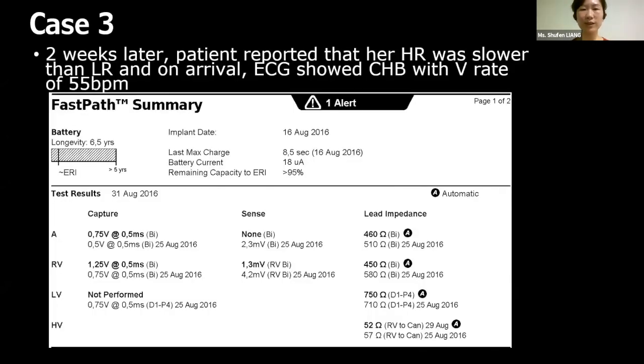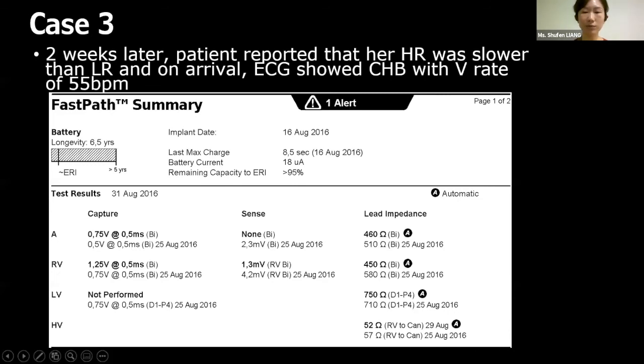Okay, so 2 weeks later, she came and reported that her heart rate was lower than the lower rate that was set for her. So sometimes I do tell the patient what the lower rate that's set for them is, so that at least they can keep track. If their heart rates fall below that, then they know that there might be an issue with pacing, an issue with their device. So on arrival, the ECG showed complete heart block again with a ventricular rate of 55 beats per minute.